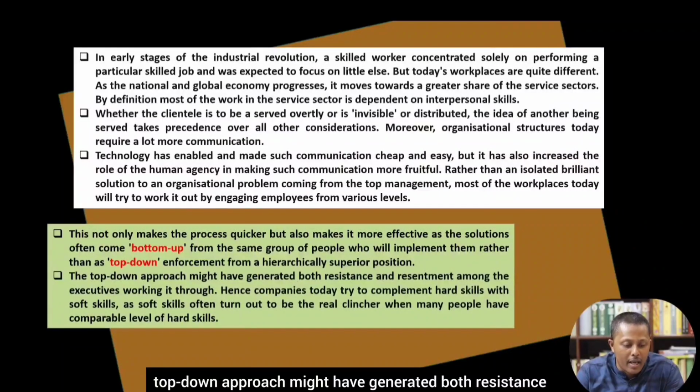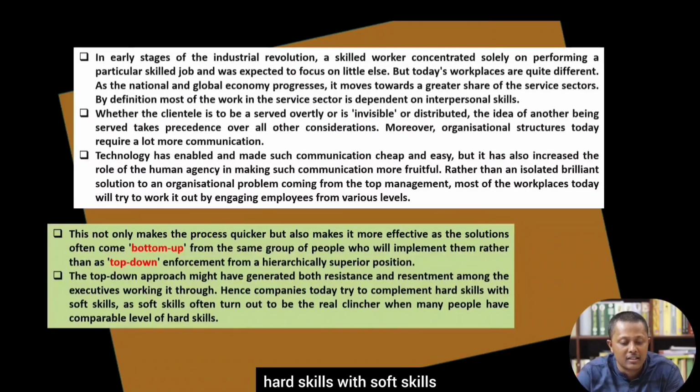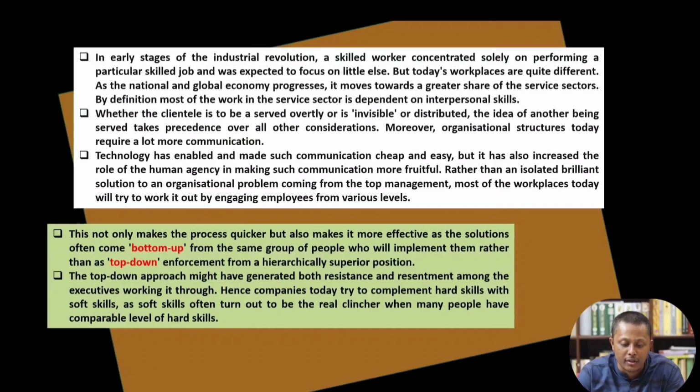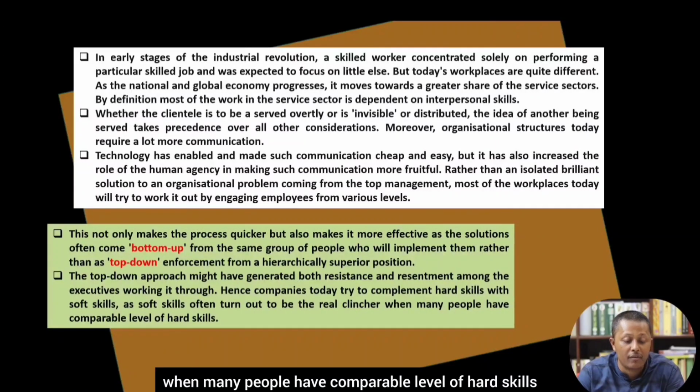The top down approach might have generated both resistance and resentment among the executives working it through. Hence, companies today try to complement hard skills with soft skills, as soft skills often turn out to be the real clincher when many people have a comparable level of hard skills.